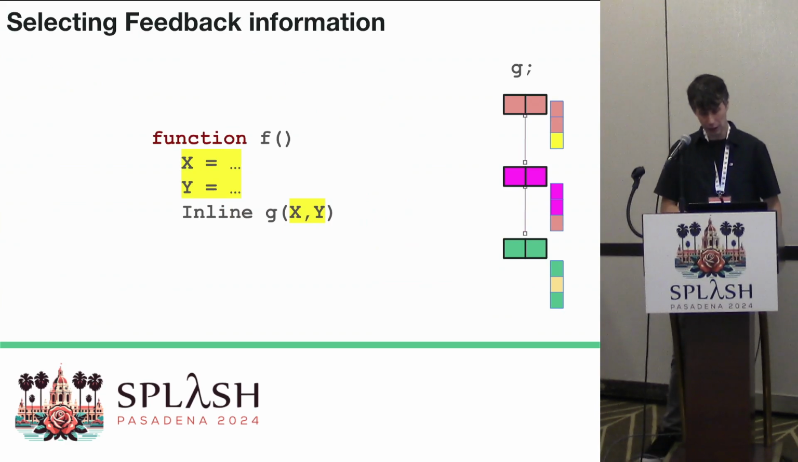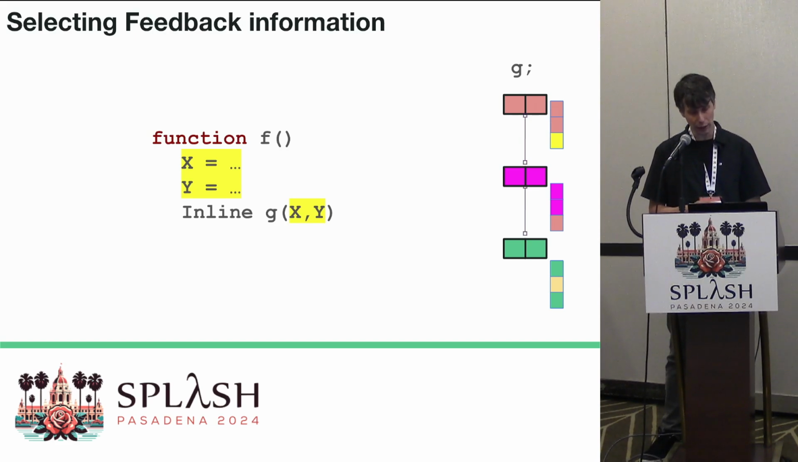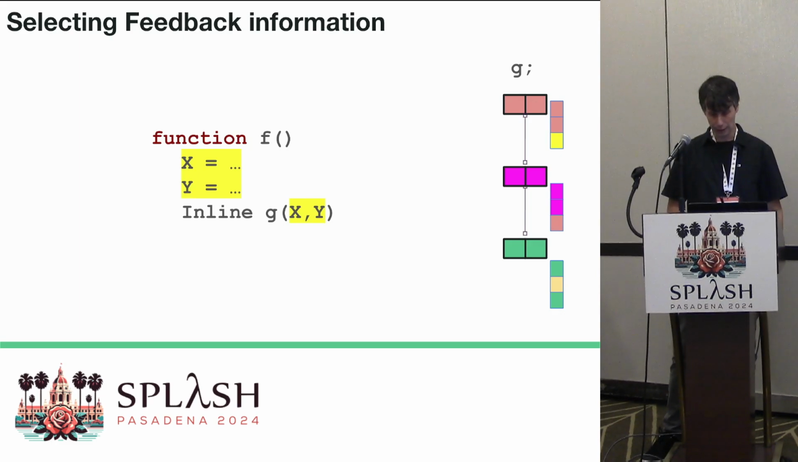Now the other problem is using the information that we recorded. So let's say we are compiling f, and the compiler managed to pick up precise information for x and y. And also now we want to inline g within f. But what happens if there is no feedback information available for the context yellow? In this case, we can pick a more general context. And in this case, we will pick the purple.